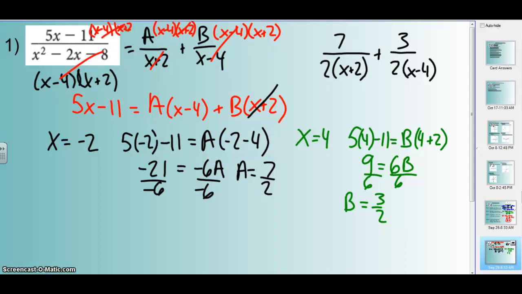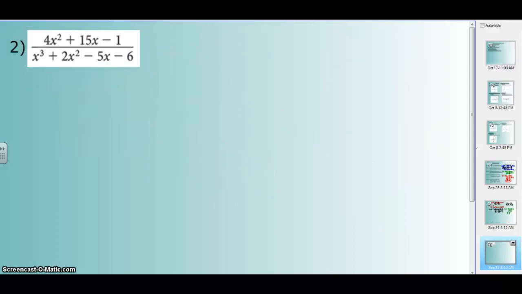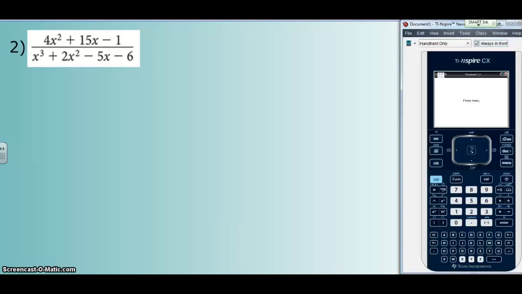Okay, let's take a look at another one. Ooh, this one looks super tricky. All right, let's take a look at the bottom. Is there a way to factor that? Does grouping work? I don't think grouping is going to work. So I'm going to take my calculator out. And if I graph the bottom, it will give me the roots. So I'm just going to type in what's in the denominator to get the roots. And that will give me the factored form, which we've discussed before.